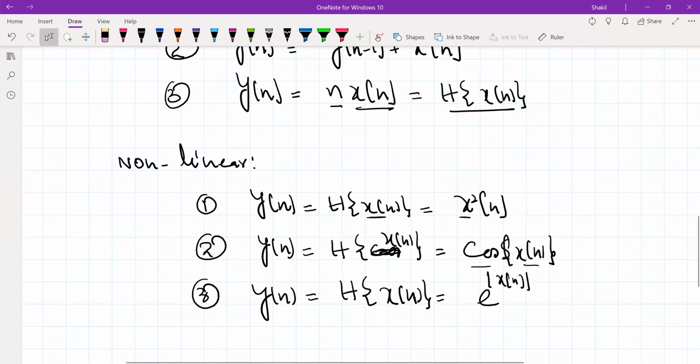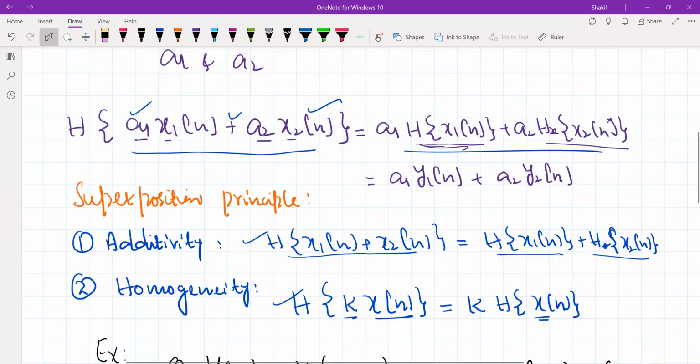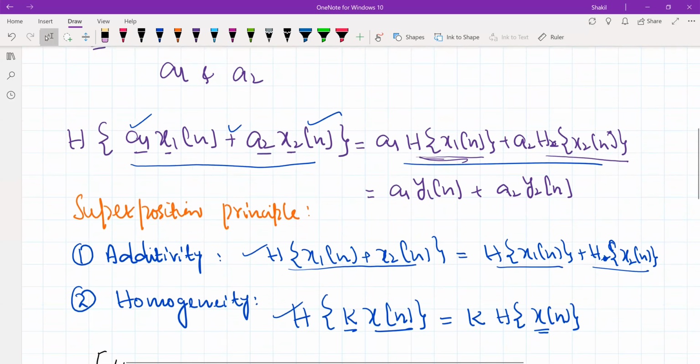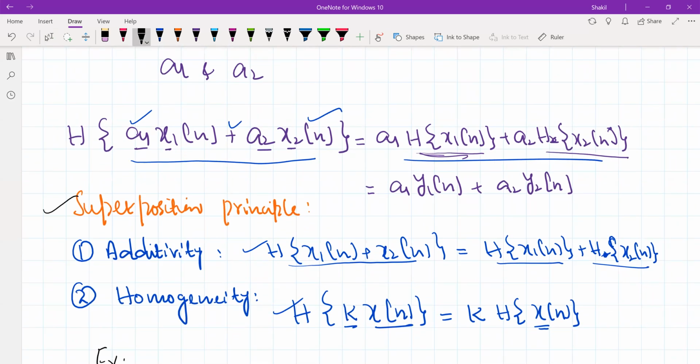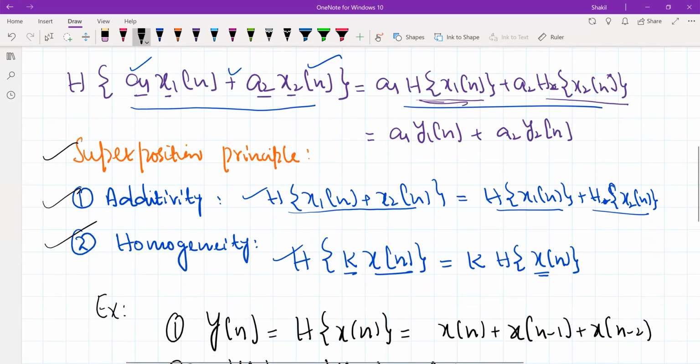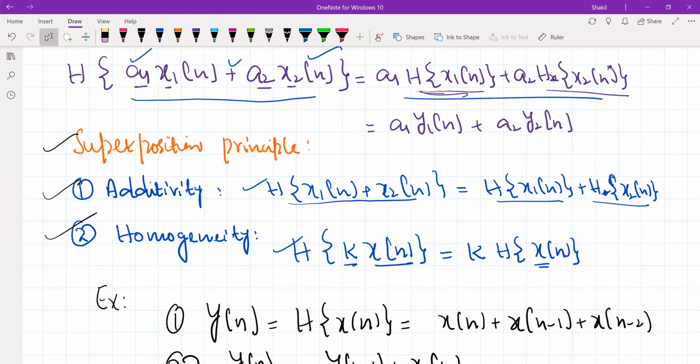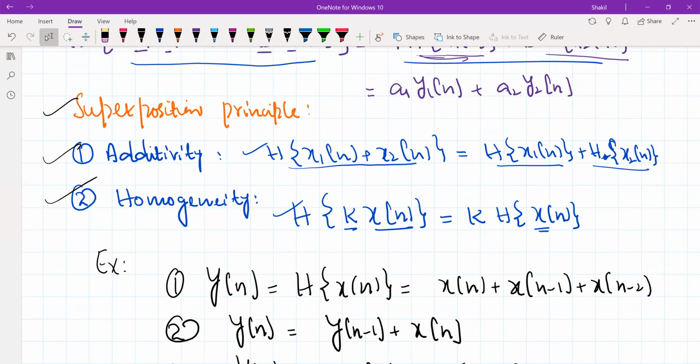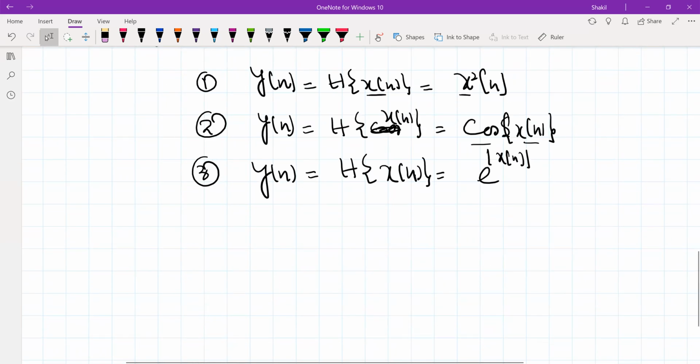So this is how we define a linear system. A linear system is one that follows the principle of superposition, and the principle of superposition encompasses two properties. One is the additivity property, another is the homogeneity property. If the system follows both, then and only then is it a linear system.